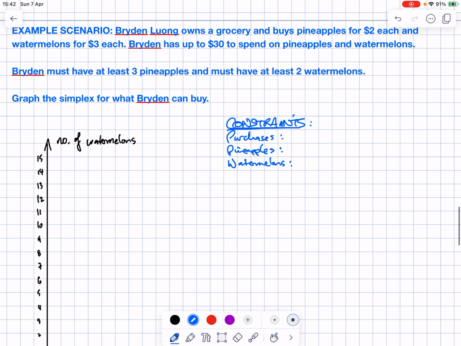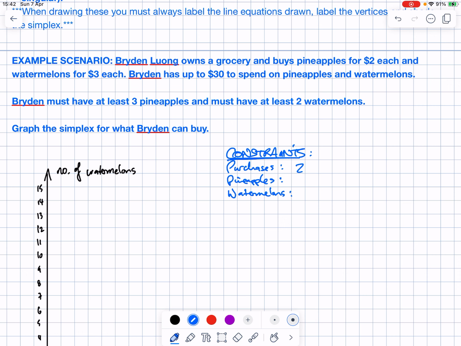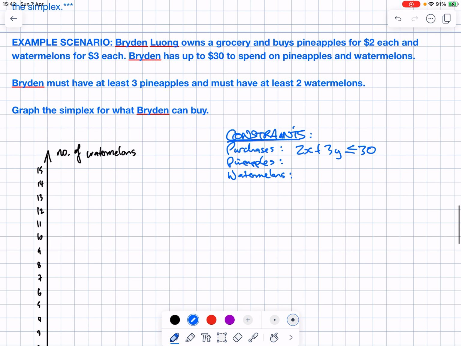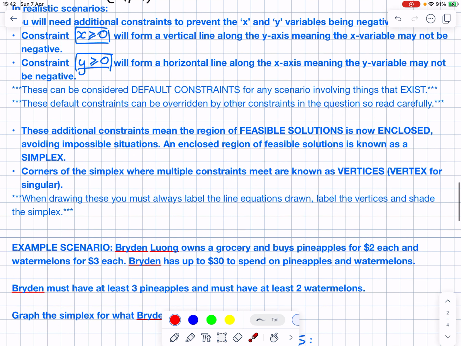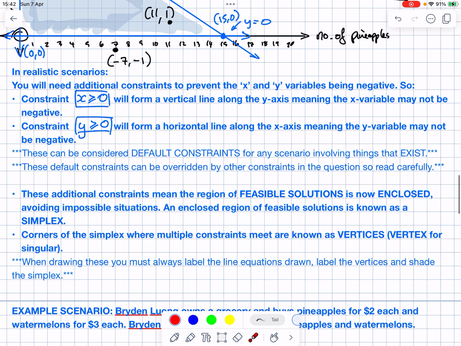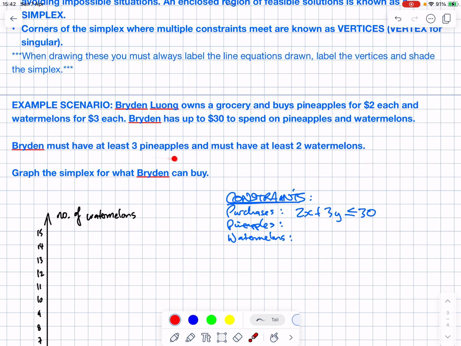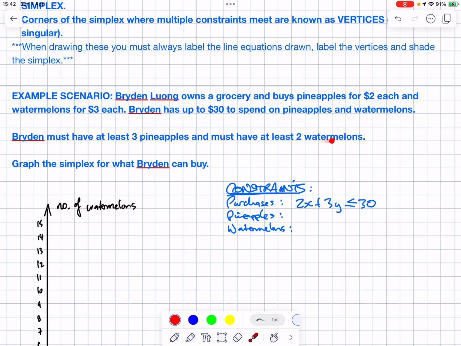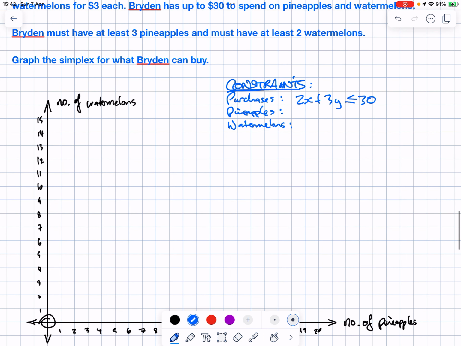So we've been hammering this situation with the purchases. It was 2x plus 3y is less than or equal to 30 is the first constraint. But we have additional constraints that say we must have at least 3 pineapples and at least 2 watermelons. And this is a scenario where it's overriding the default of x is greater than 0 and y is greater than 0, because now we're saying that x must be greater than or equal to 3 and y must be greater than or equal to 2. So here, x greater than or equal to 3. Y greater than or equal to 2.